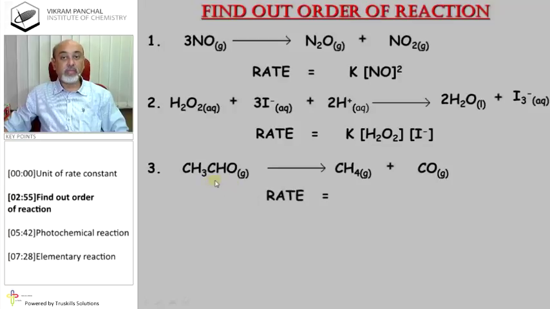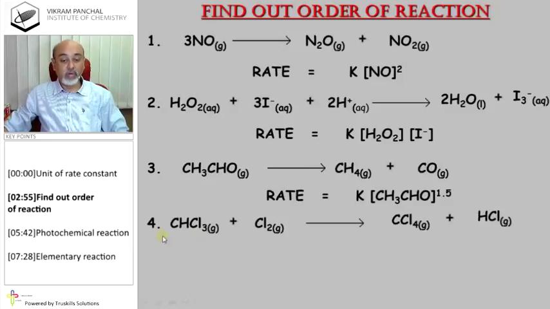Next, CH3CHO on decomposition gives methane plus carbon monoxide. For this, rate is equal to K CH3CHO raised to 1.5. That means the order of reaction is 1.5 or 3 by 2.